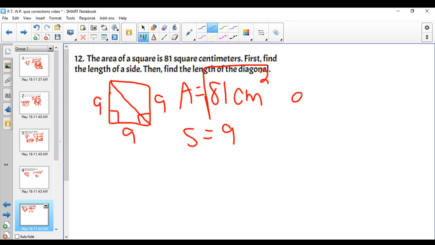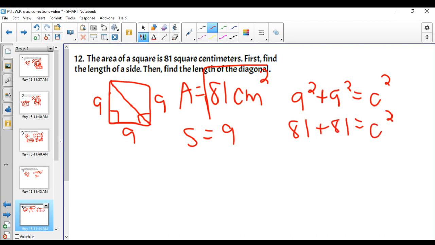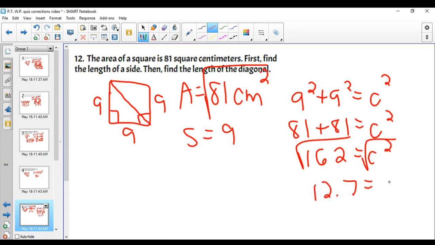So my equation is going to look like this: 9 squared plus 9 squared equals c squared. We know that 9 squared is 81. Then 81 plus 81 is 162. Next, we need to find the square root, and that comes out to be 12 7/10. Okay, so that would be the length of the diagonal.